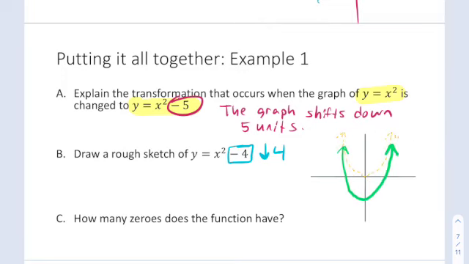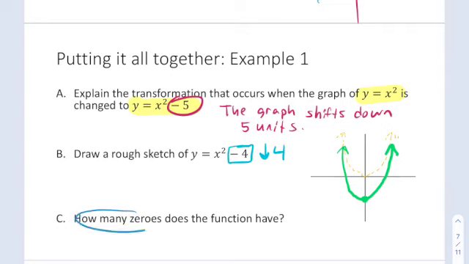Now we're not labeling our axes, so it doesn't really matter exactly how far you shift down, as long as you're showing that you're shifting down below the original graph. And this is enough to say that I've drawn a rough sketch. You don't need to do the notability trick of sliding it down. You could have just drawn that graph from the beginning.